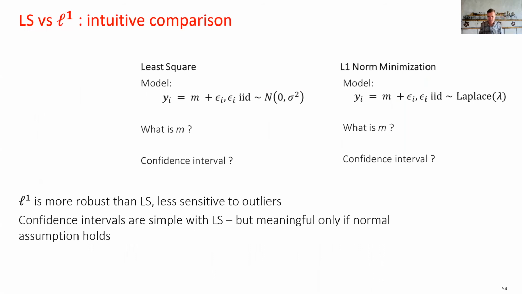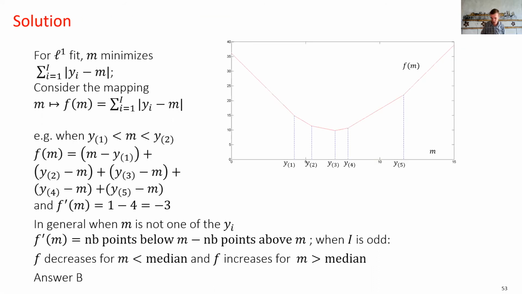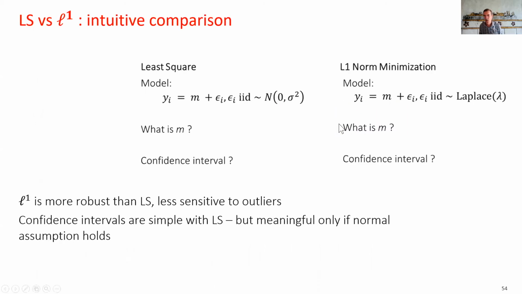So in summary, what we have obtained is that the solution to this optimization problem is the median here. So what is the answer to these two problems? If we solve in least squares, we obtain the mean. If we solve in L1, we obtain the median.